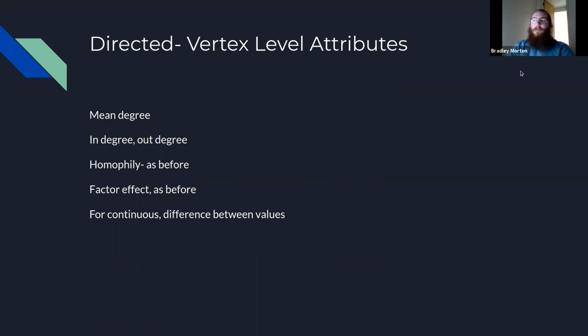The vertex level attributes for a directed graph end up being pretty similar. Homophily is defined as before, factor effect is as before. You can do the mean degree, and you can depend on the out degree and the in degree. When you're doing continuous variables, as opposed to the absolute difference, now that you actually have a direction, you can just take the difference between the values.